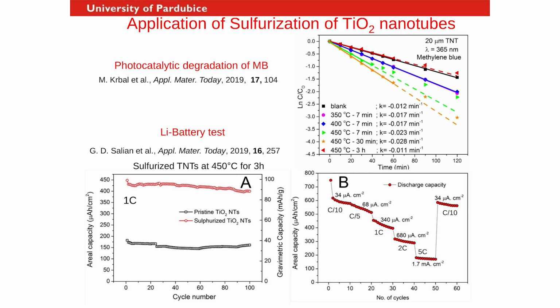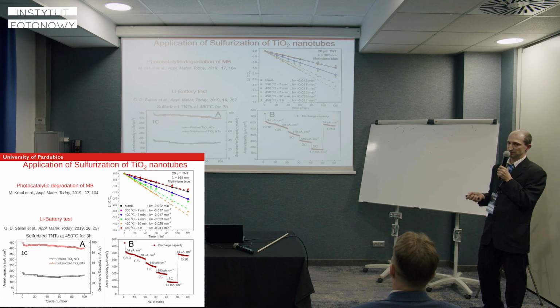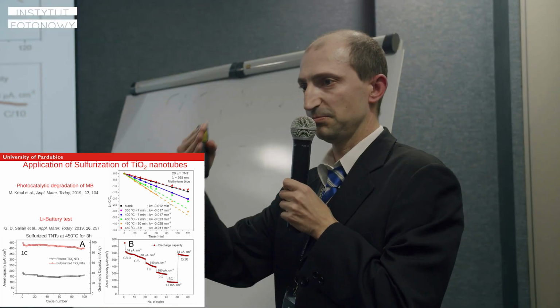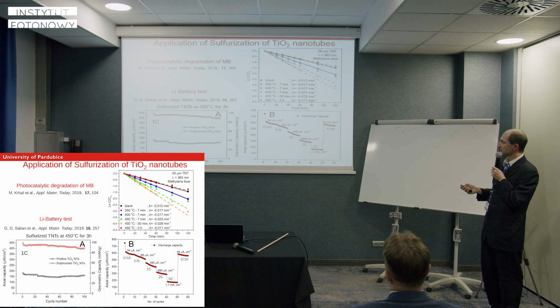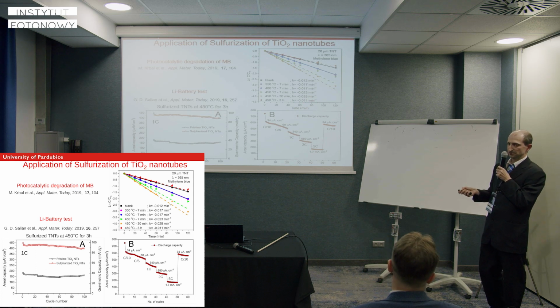Also, here are some applications as well. So this is a decomposition of the methylene blue. And here you can see that the best conditions are if you sulfurize at 450 C and for 30 minutes. That's probably because for the catalytic applications, you need edges rather than basal planes. Yeah. And also here was a lithium battery test. You can see that this is the pristine titanium tubes. This is sulfurized. This was titanium sulfur structure only. And you can see that it's quite improved and stable.